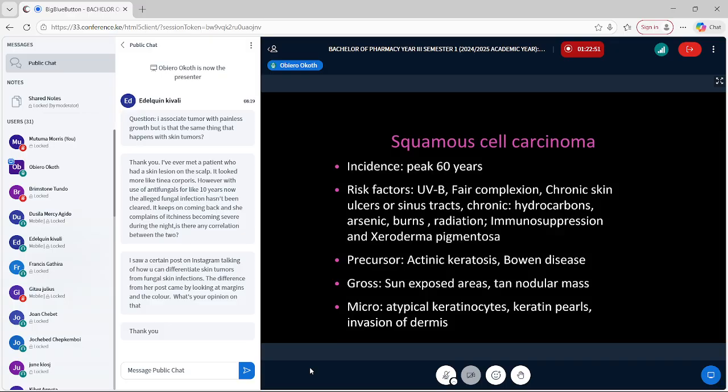Squamous cell carcinoma, this is now from the keratinocytes. Again, sun exposure, fair complexion, chronic skin ulcers like burns, sinus tracts like osteomyelitis, arsenic, radiation, immunosuppression, and of course xeroderma pigmentosum. And the precursor is actinic keratosis, or what's called Bowen disease. Bowen disease basically is full-thickness dysplasia of the skin. So in sun-exposed areas it is a tan nodular mass. It can be ulcerated.